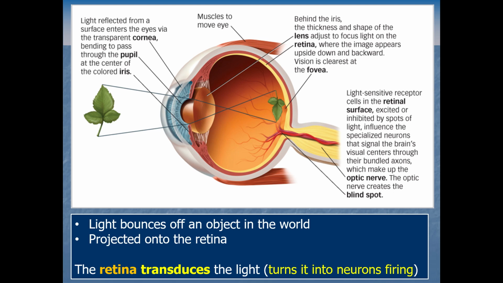Transduce is just another word for converting physical energy, like light energy, to action potentials, sending a pew, pew, pew signal, an electrochemical neural signal, from the eye into the brain. It goes out this optic nerve here at the back of the eye.